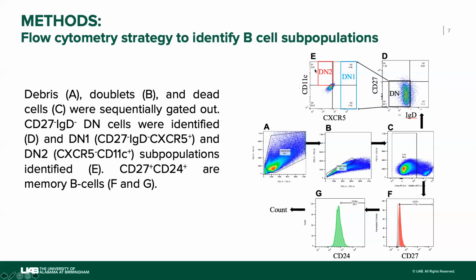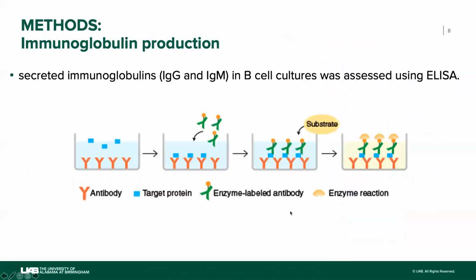And finally, CD27 positive and CD24 positive cells, which are the memory B cells, were gated, which is shown in panels F and G right here. The increase in memory B cells led us to check for secreted immunoglobulins IgG and IgM in the supernatant of the B cell cultures using an ELISA test.